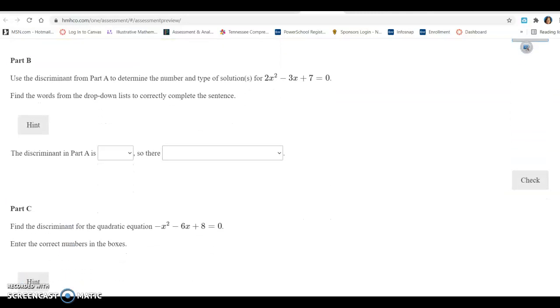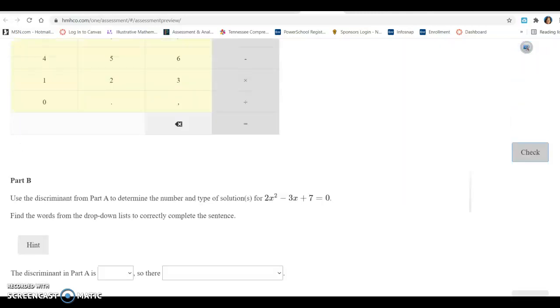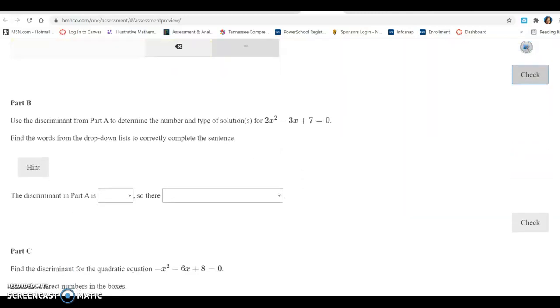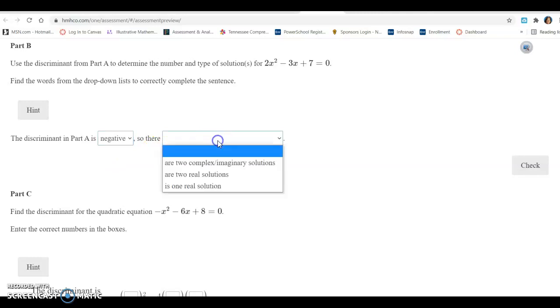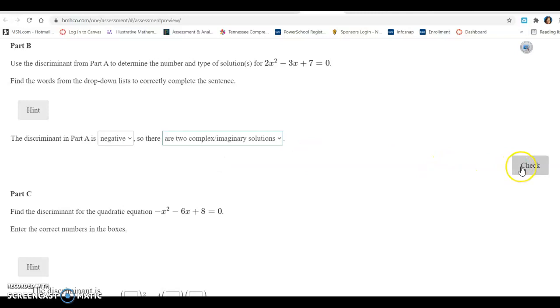And then part B says use the discriminant from part A to determine the number and type of solutions. So the discriminant is -47. So the discriminant in part A is negative. So we remember if they're negative, there are 2 complex or imaginary solutions.